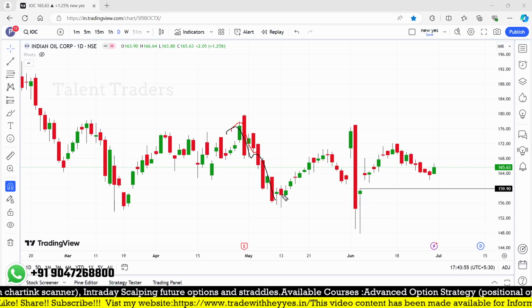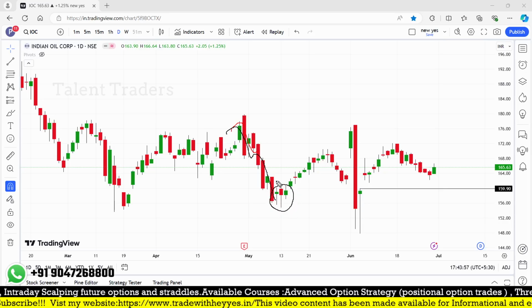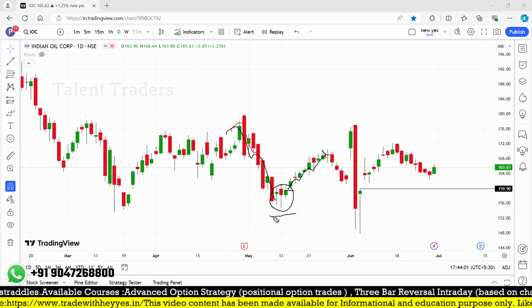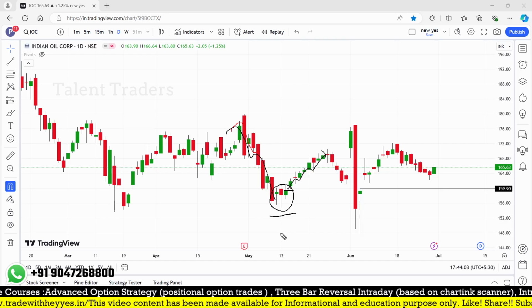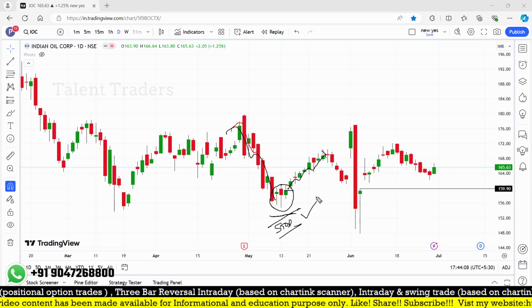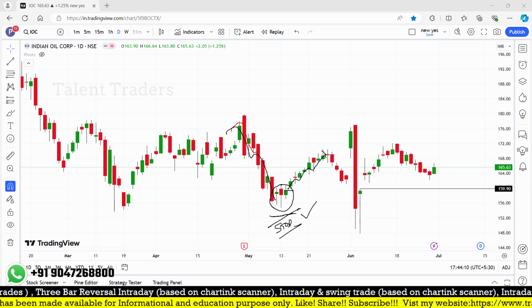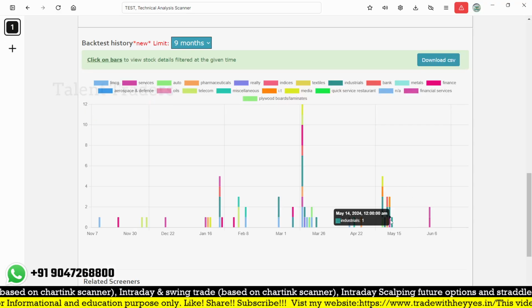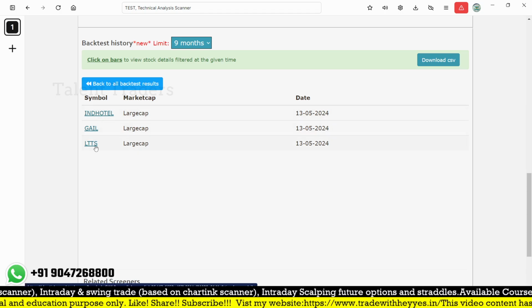After a downtrend there is a swing reversal point, so the next day we take the trade, and the low of that recent swing should be the stop loss, which we can keep below that. So by using the scanner we find the stocks. Prior to that, we have three more stocks: Indo Hotel, Gail and LTTS.